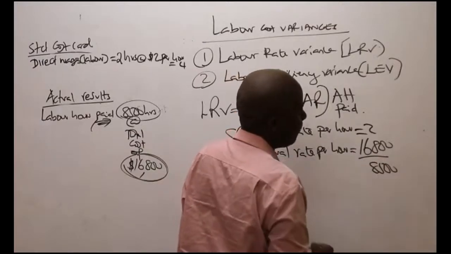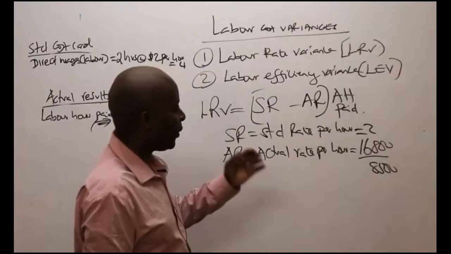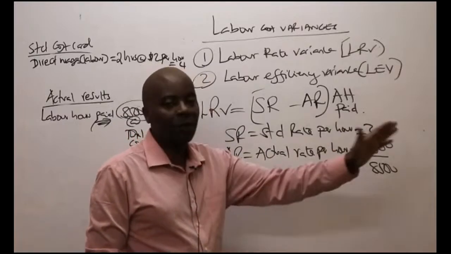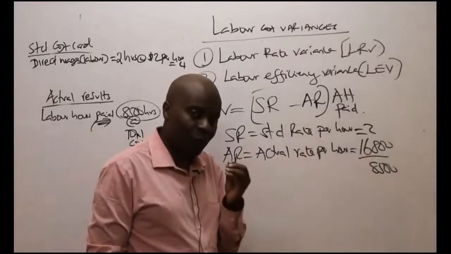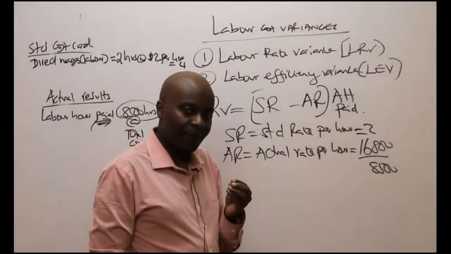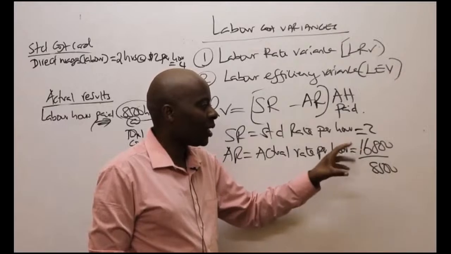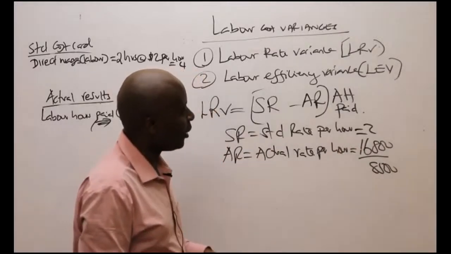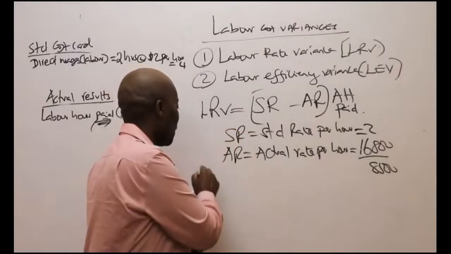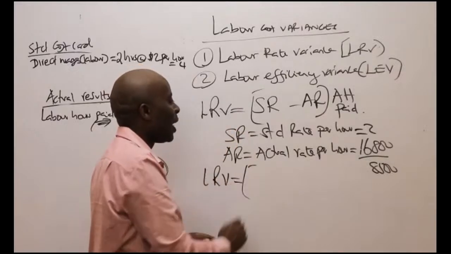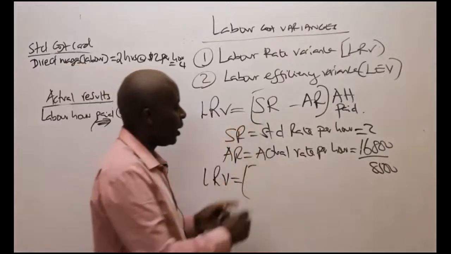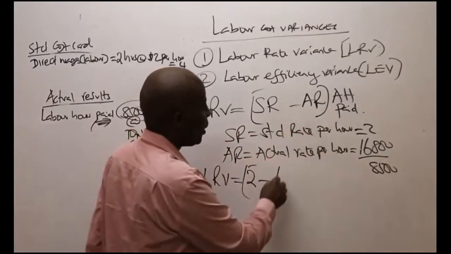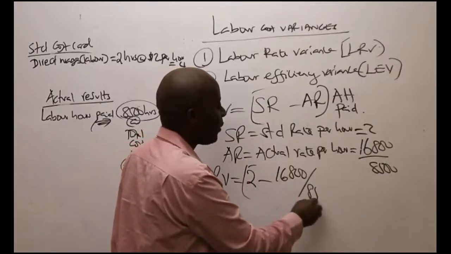The worst mistake I can ever do in terms of variances is to divide this and then round it off, unless the figure gives me a beautiful decimal. I know this 16,800 is for this number of hours, but I want the rate per hour. That's why I have to divide like that. So please come and substitute here and give us the labor rate variance. The standard rate you have given me, 2, minus the actual rate, 16,800 divided by 8,500.